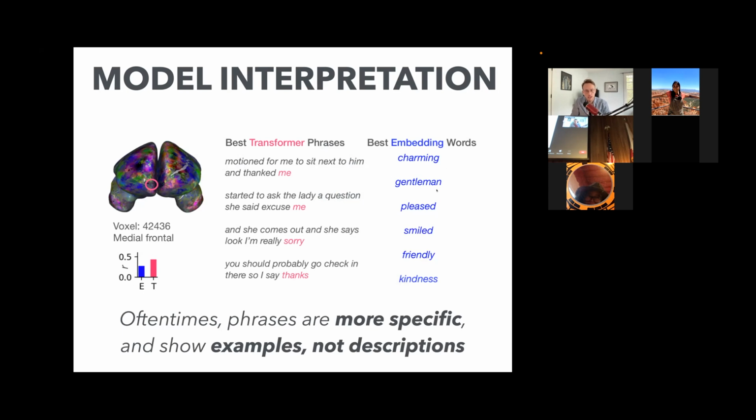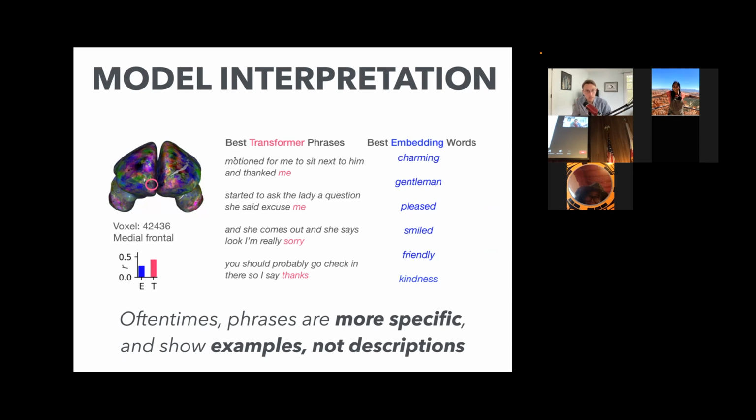On the right here, we're showing the best words for that voxel. What were the words that, when they appeared in the story, seemed the most likely to cause this voxel to become active? There were words like charming, gentleman, pleased, smiled, friendly, and kindness, which seem kind of coherent in some way. But when we look at the best phrases for this voxel, I think we see a much richer, more detailed, and specific picture of what this voxel is responding to. And what that is specifically is examples of people being polite. This is like a politeness voxel. Never would have expected this.